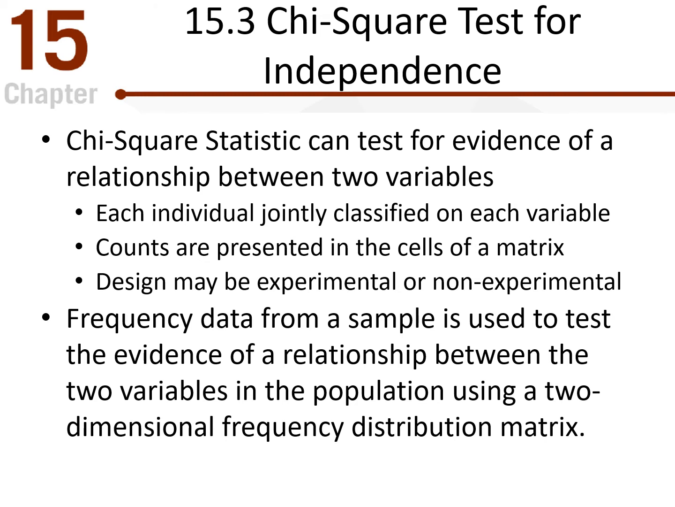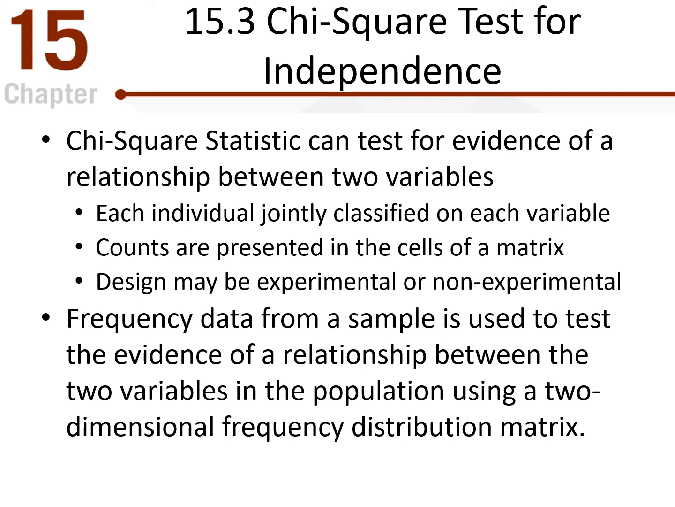So if they're male and alcoholic, they go into the male alcoholic cell. If they're a male and non-alcoholic, they go into the male non-alcoholic cell. If they're a female and alcoholic, they go into the female alcoholic cell. And if they're a female and non-alcoholic, they go into the female non-alcoholic cell. And now I can compute the chi-square to determine, is there a relationship between gender and alcoholism?